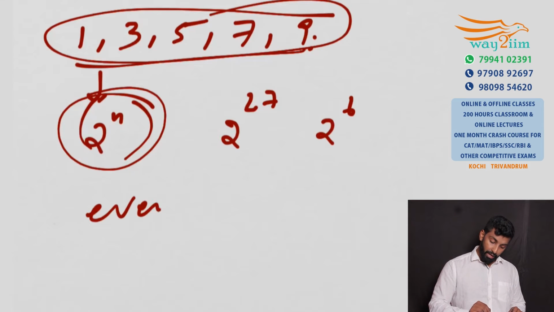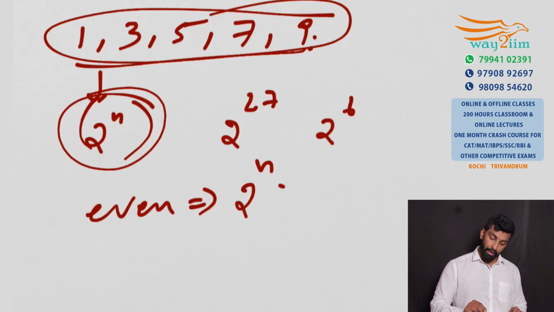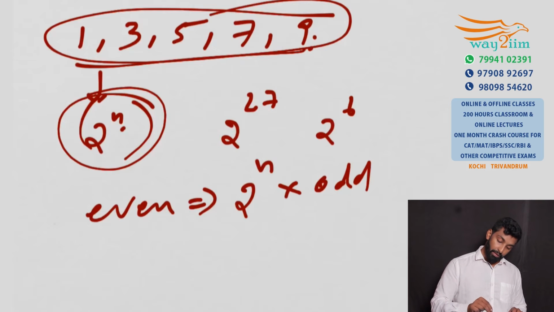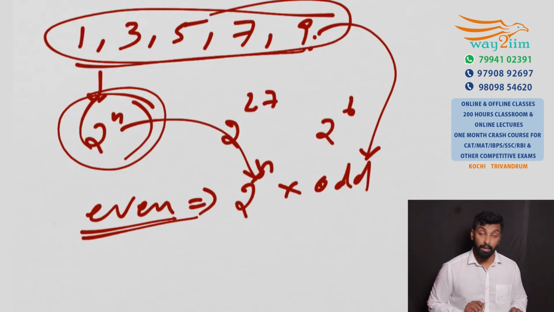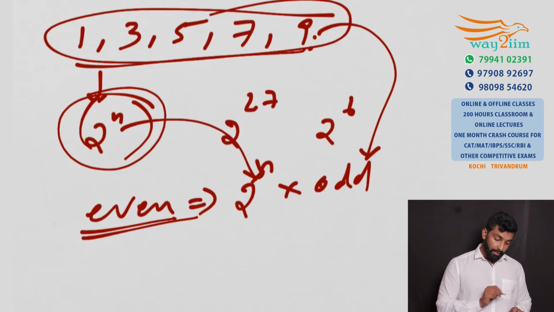Any other even number, if you get one: what is an even number? An even number is 2 raised to n into an odd number. We know the method for the odd number, so we can find any other even number also. So that your understanding will be complete. Now let us start off with odd numbers.